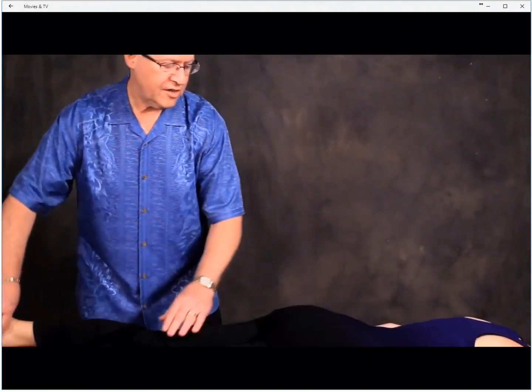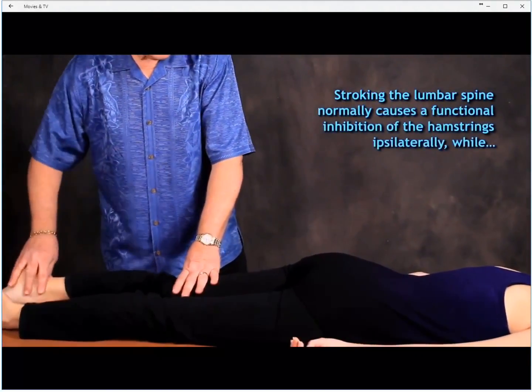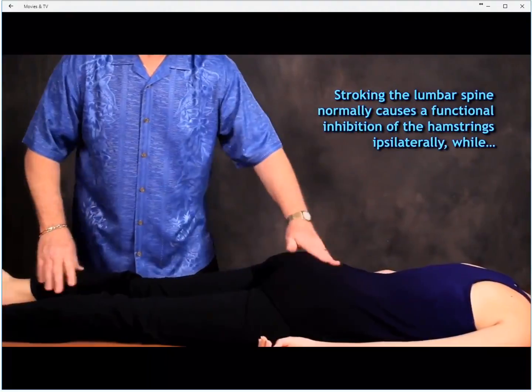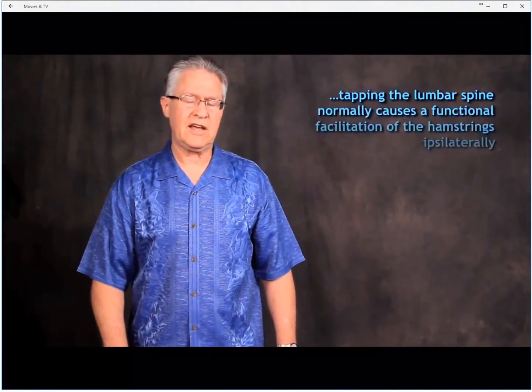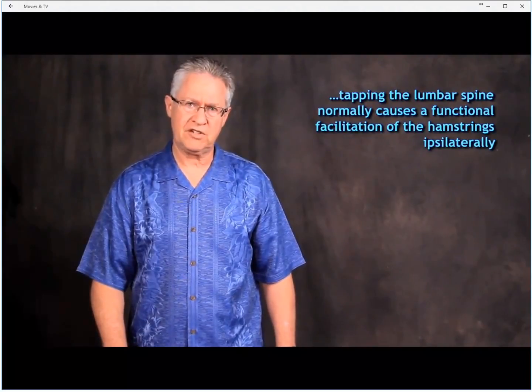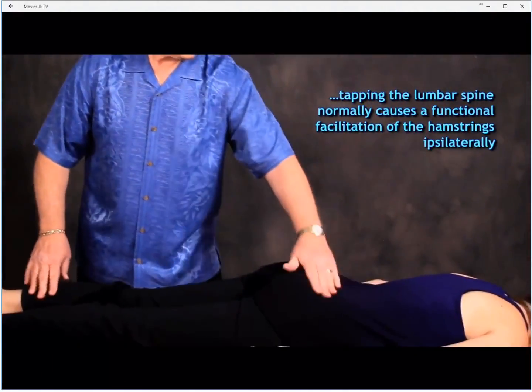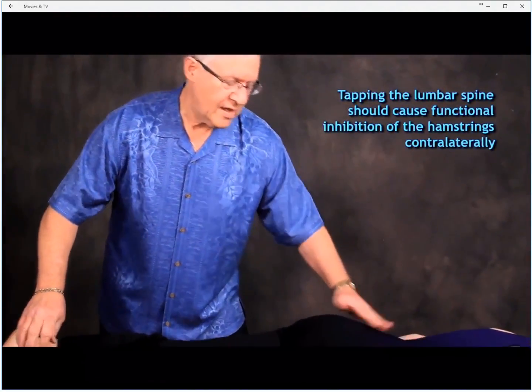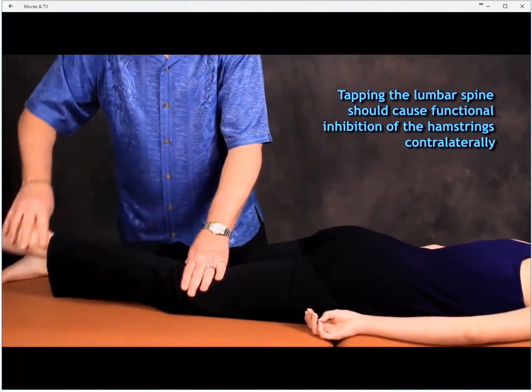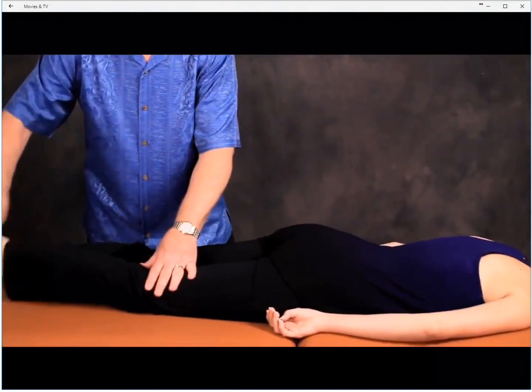So I came back to my office and I applied the information for the next 2 weeks on every patient that I saw, and I found that stroking the lumbar spine caused inhibition ipsilaterally, and tapping the lumbar spine caused facilitation ipsilaterally. And I wondered what happens if I tap contralaterally to the hamstring, hold strong, and I found inhibition. So we were both right. It should cause inhibition, but on the opposite side to stimulation.